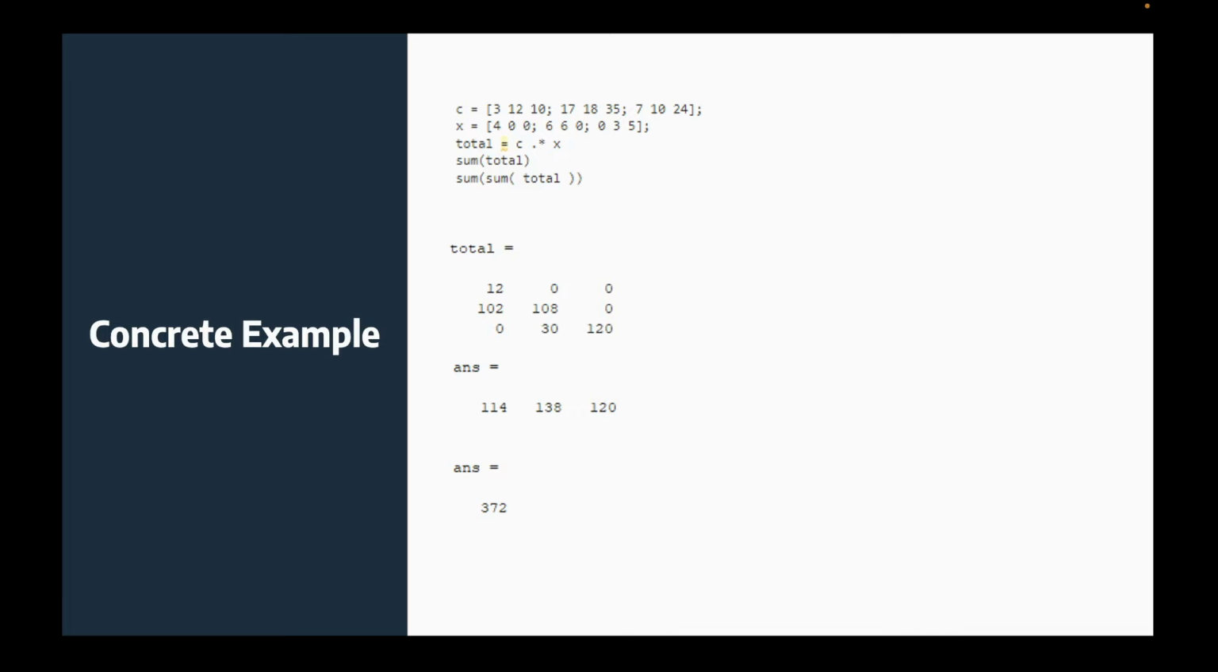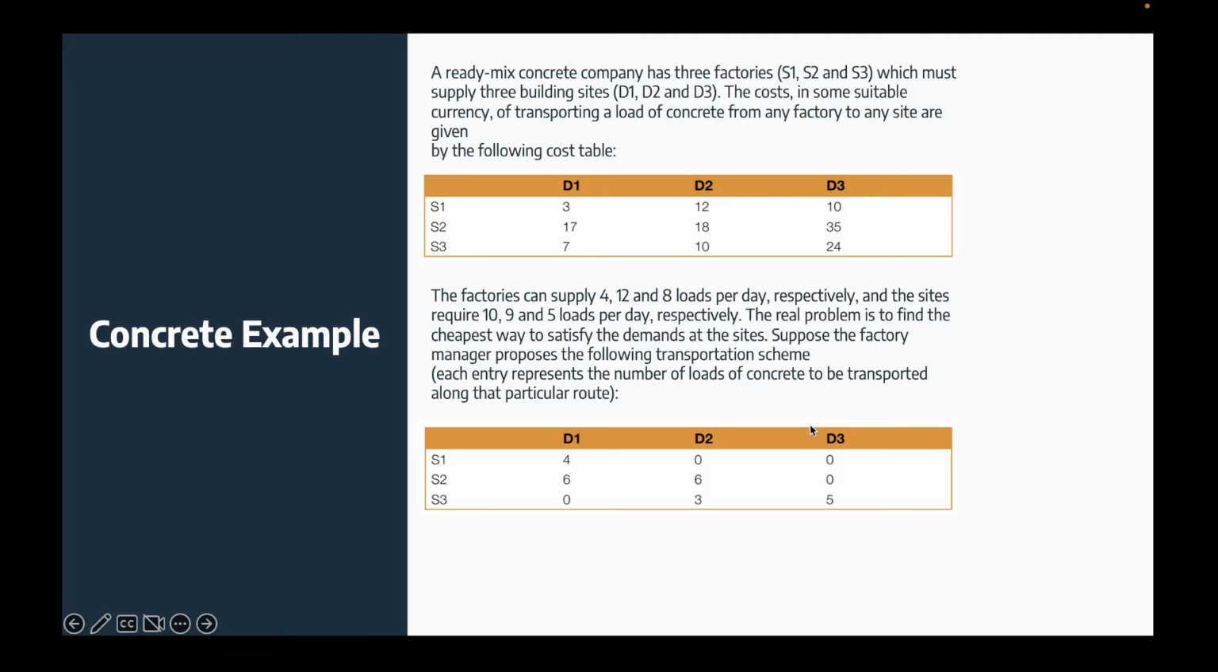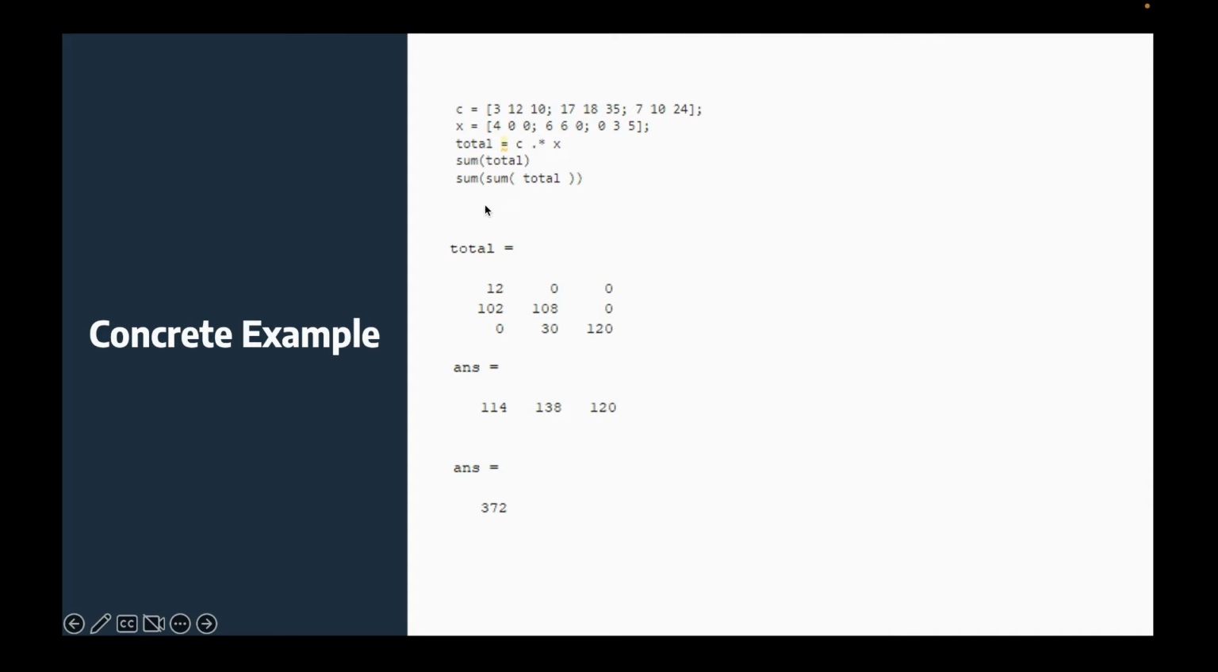Total would be C multiplied by each component in matrix X. You can notice the dot over here. Then we would say, what is the sum of the total? And if we do the total, we're going to get back those values. If you do the sum of the total, you're going to get 114, 138, and 120. Remember from the table, that's for D1, D2, and D3. Now, if you want the total cost, it would be the sum of the total, and that would be 372. If you want to go ahead and do it in your MATLAB, please do so.